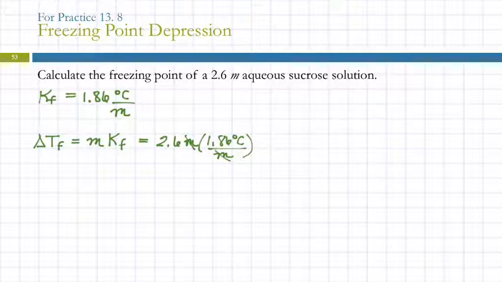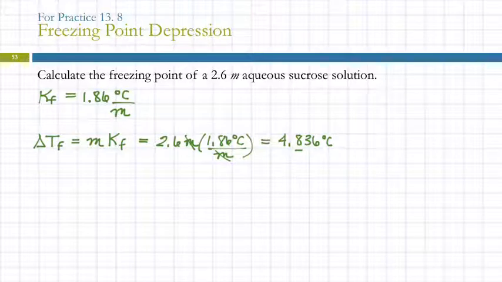Those silly m's cancel out. 2.6 times 1.86 is 4.836 degrees Celsius. That would have two significant figures. Is that the freezing point of the sugar solution? No. That's the change in the freezing point.